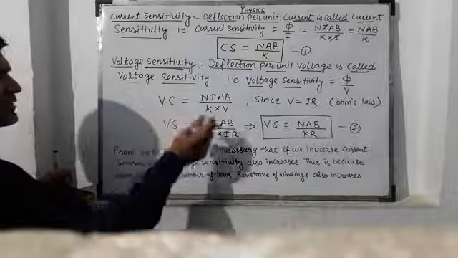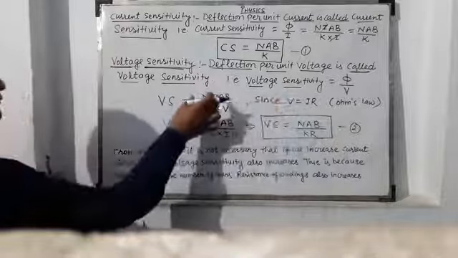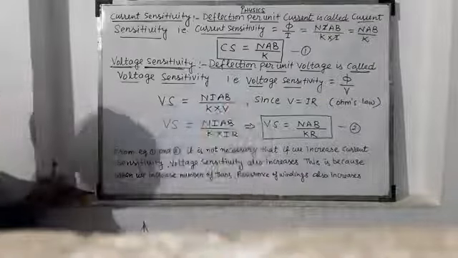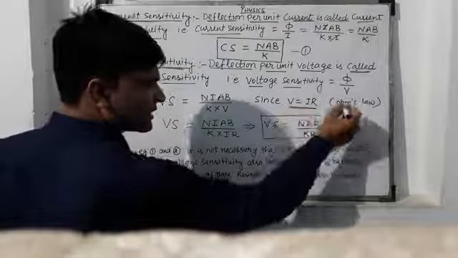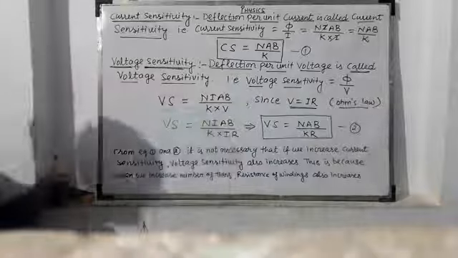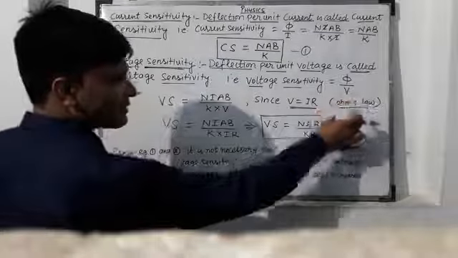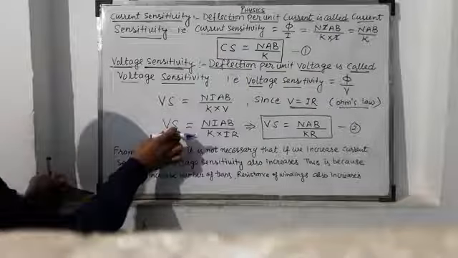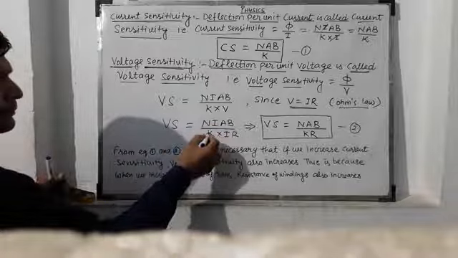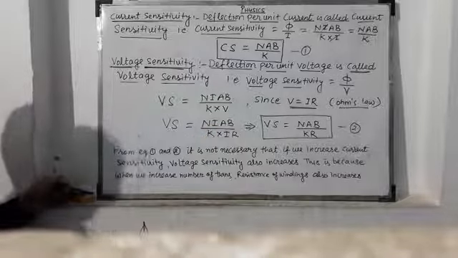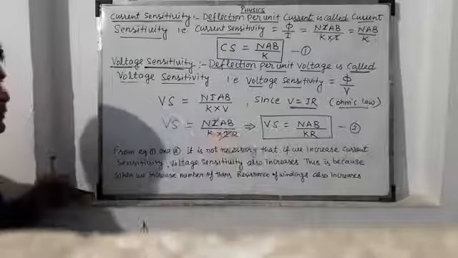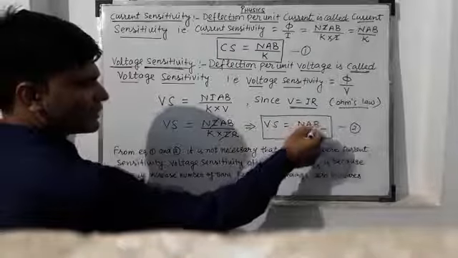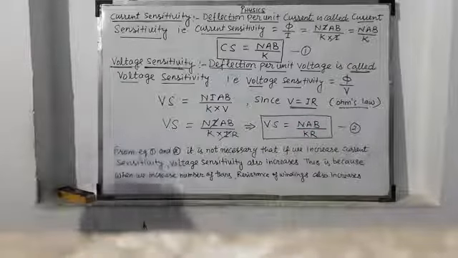So voltage sensitivity, the value of deflection phi is NIAB upon K into V. Since V is equal to IR from Ohm's law, we put the value of V and get voltage sensitivity NIAB upon K into IR. I is cancelled out, so we get voltage sensitivity is equal to NAB upon KR.